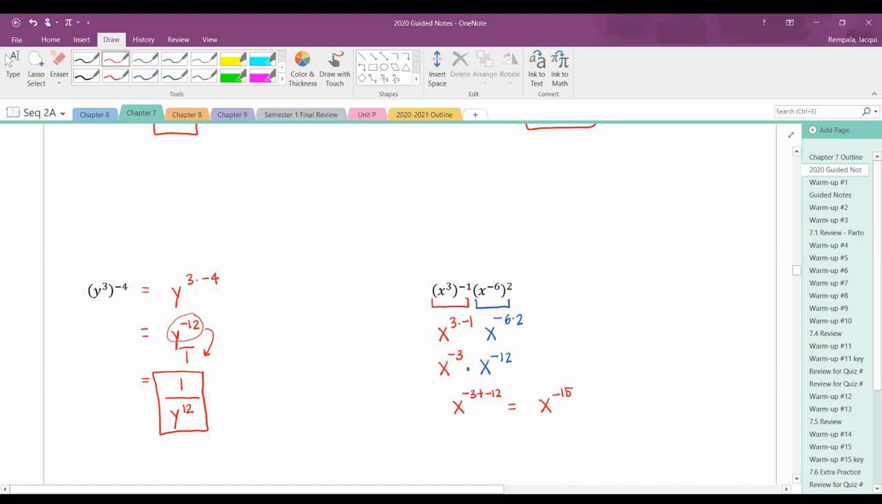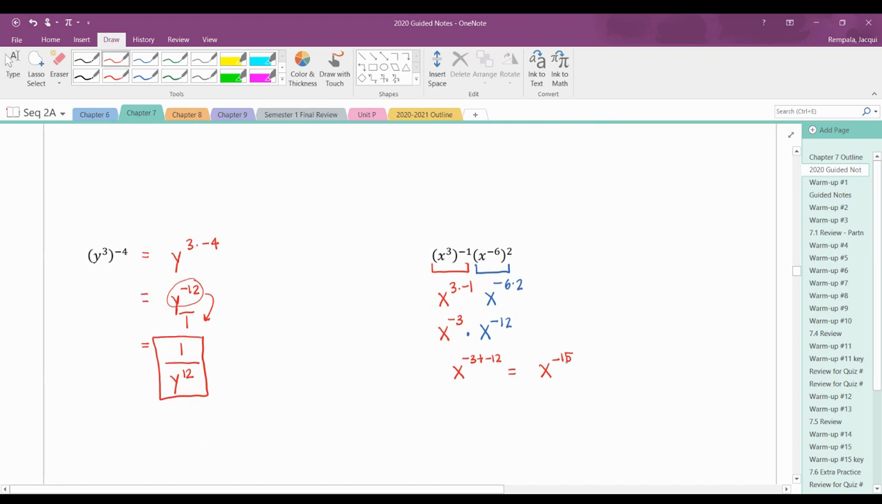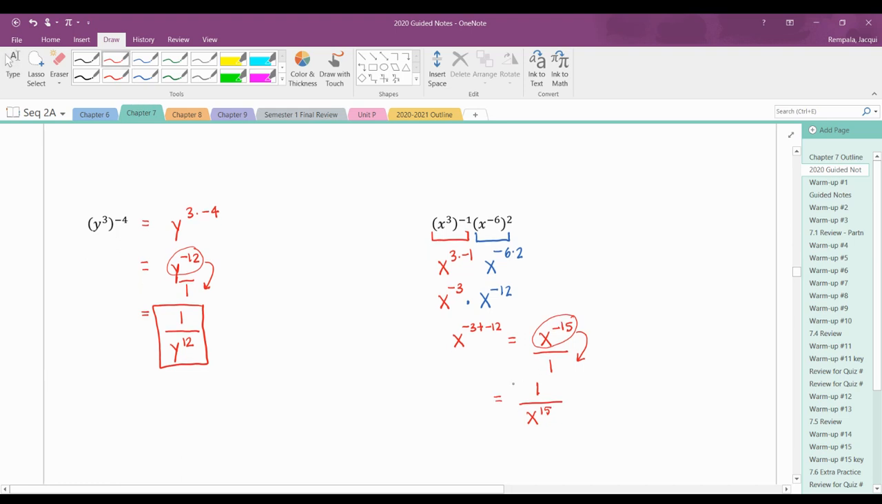And now that we have one base with an exponent, because that exponent is a negative, we are going to, just like the last problem, think of it as a fraction by putting it over 1. And then we have to move the term with the negative exponent to the other part of our fraction. So because nothing else will be on the top, we now have a 1 on the top. The base stays the same, but by moving that down, the exponent becomes a positive. So 1 over x to the 15th power would be our answer.